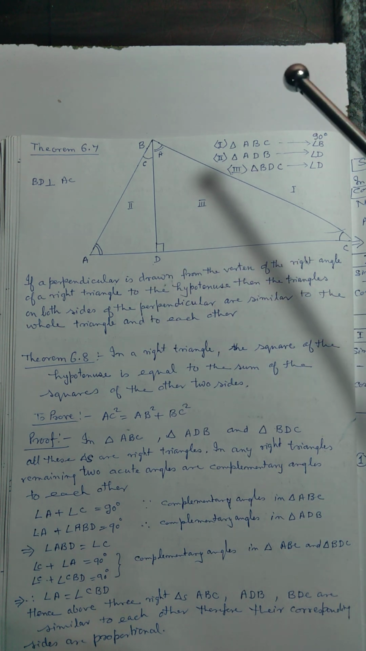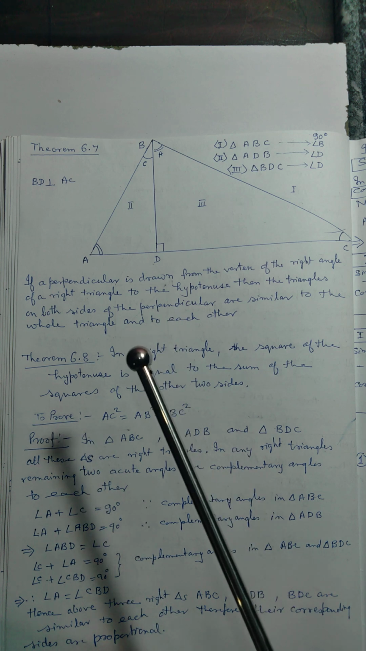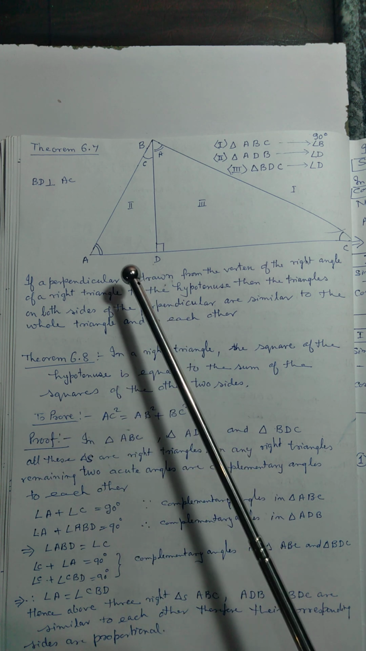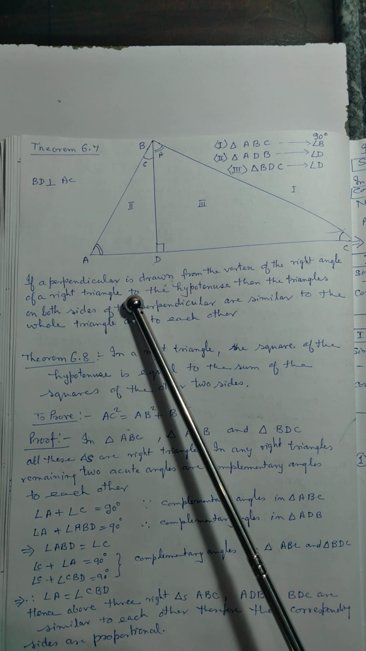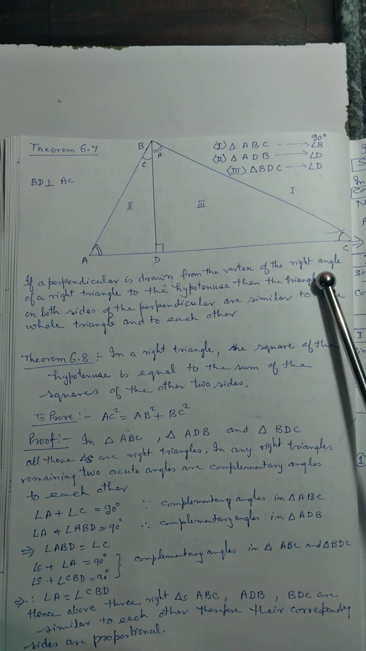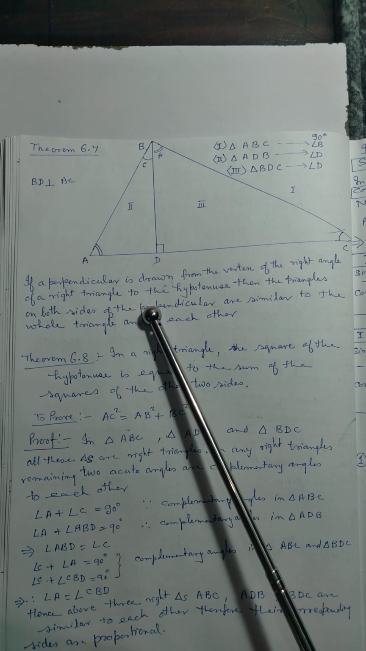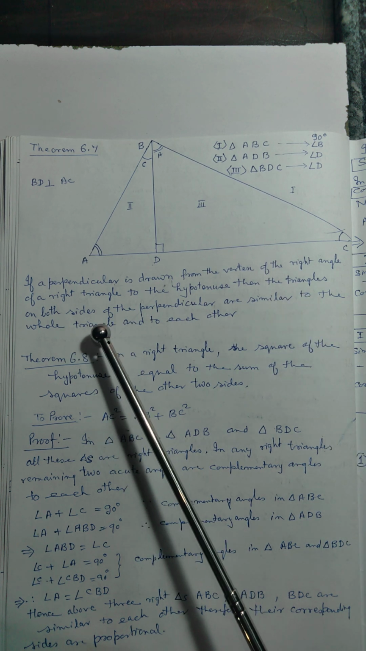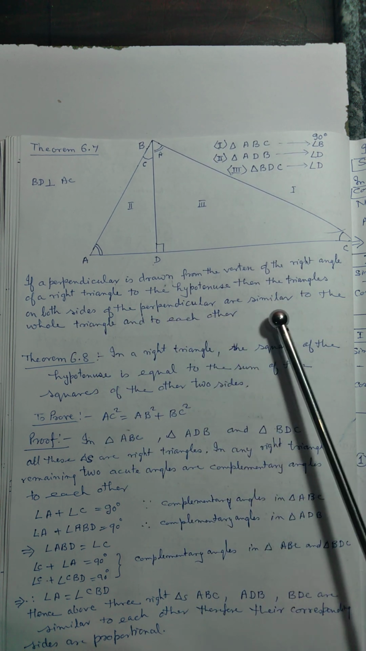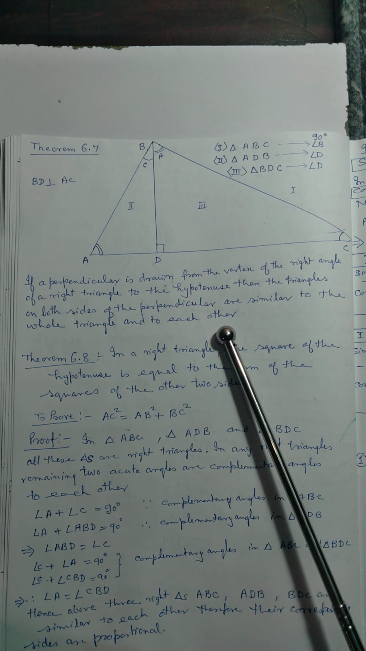Let us start CBSE Mathematics Class 10th, Chapter 6. You see the theorem 6.7. If a perpendicular is drawn from the vertex of a right angle of a right triangle to the hypotenuse, then the triangles on both the sides of the perpendicular are similar to the whole triangle and to each other.